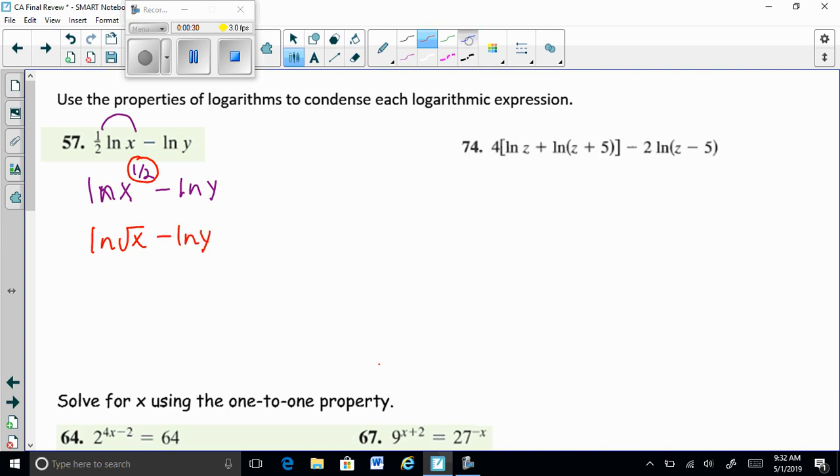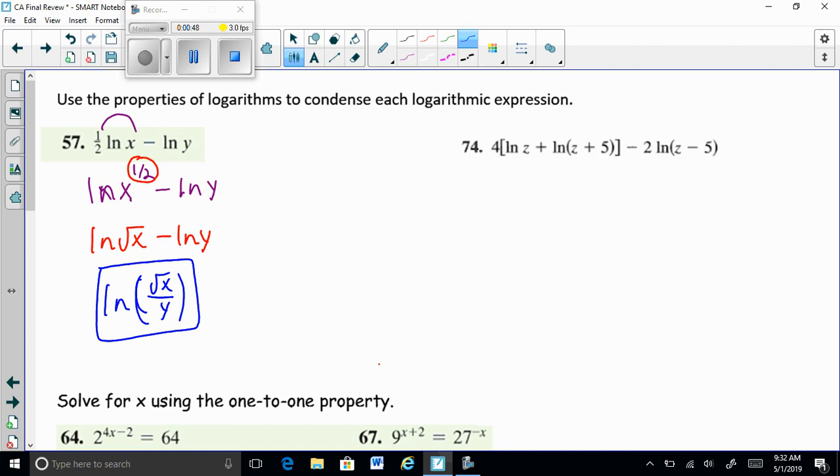y. And then the subtraction between the natural logs is going to tell us to form a quotient. So now we're going to have the natural log of the square root of x divided by y. And there you go, that's it.